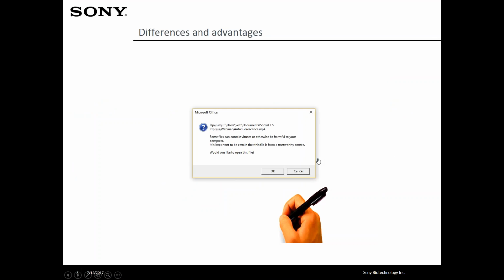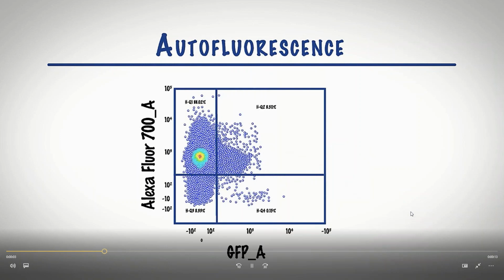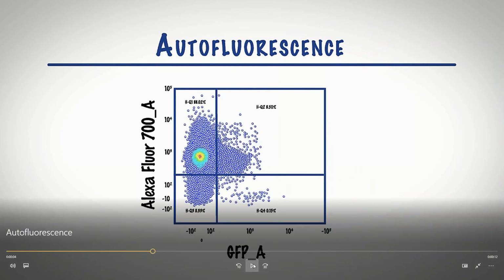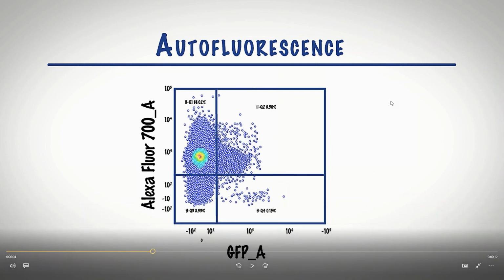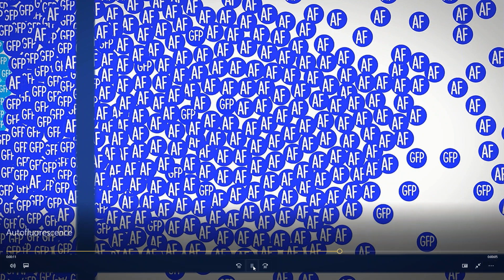So let's look at some further differences and advantages. Autofluorescence tends to be an issue for a lot of people in flow cytometry, and what I have here is an example of GFP versus Alexa Fluor 700. The common problem with cell autofluorescence is that it manages to masquerade as the true fluorescence. If we look closer, what we think is a positive population is actually the autofluorescence. In spectral, we're able to remove the autofluorescence and treat it as a separate color, so we're able to see the fluorescent population that we're interested in.